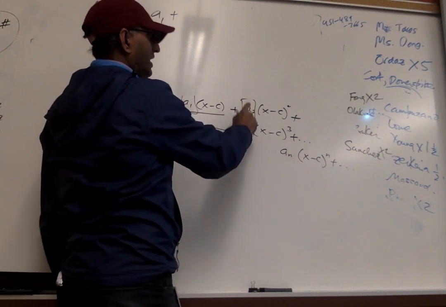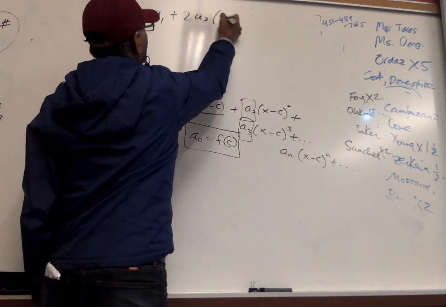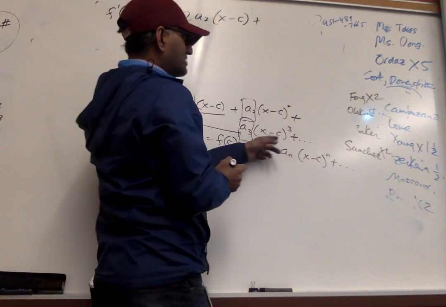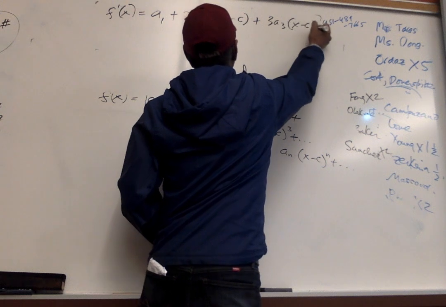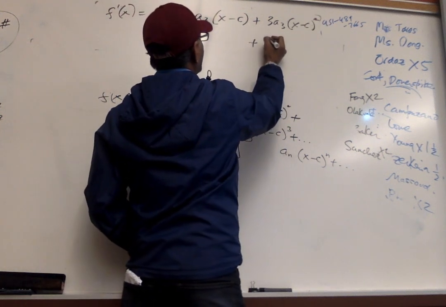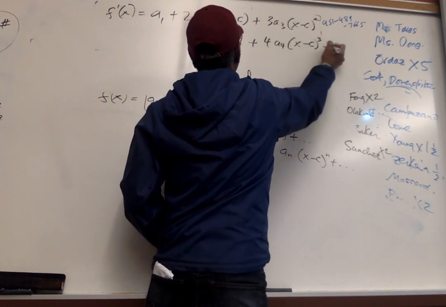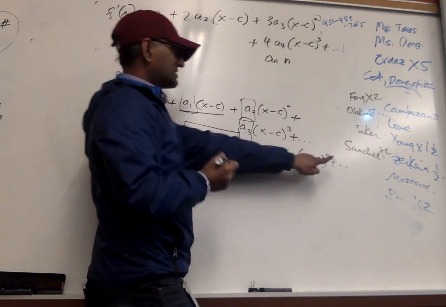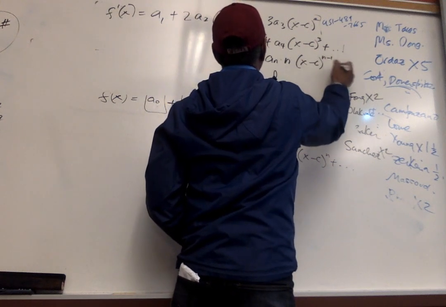Okay, what's the derivative of, hint, we're using power rule, chain rule. What's the derivative of a2, x minus c squared? 2a2, x minus c. Plus, what's the derivative of a3, x minus c cubed? 3a3, x minus c squared. Plus, I'm just going to write the next term even though it's not there. Make a guess. What's the next term going to be? 4a4, x minus c to the power of 3. Very good. Plus, dot, dot, dot, an times n, or nan, yes, last term, power rule. X minus c to the power of n minus 1, plus dot, dot, dot.